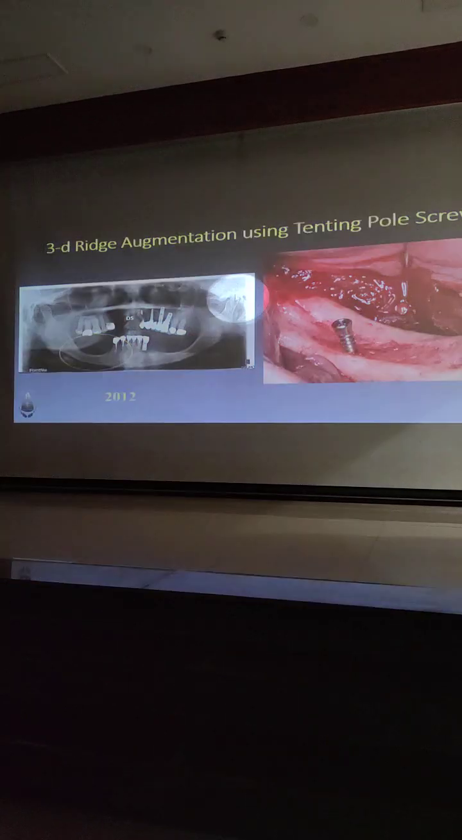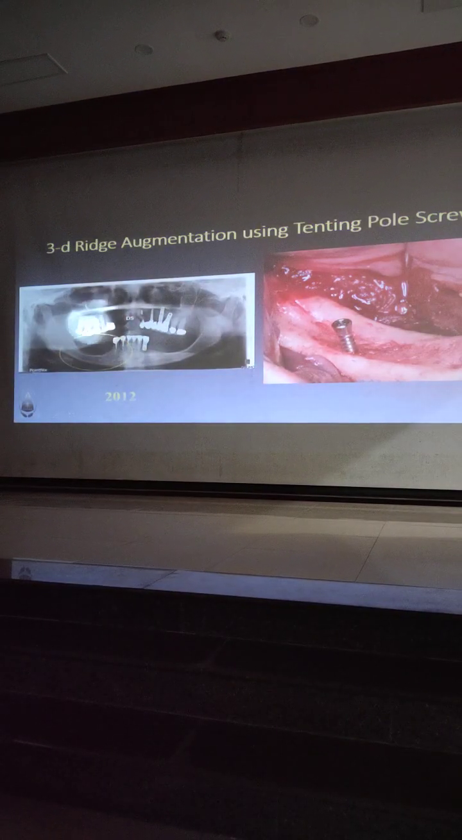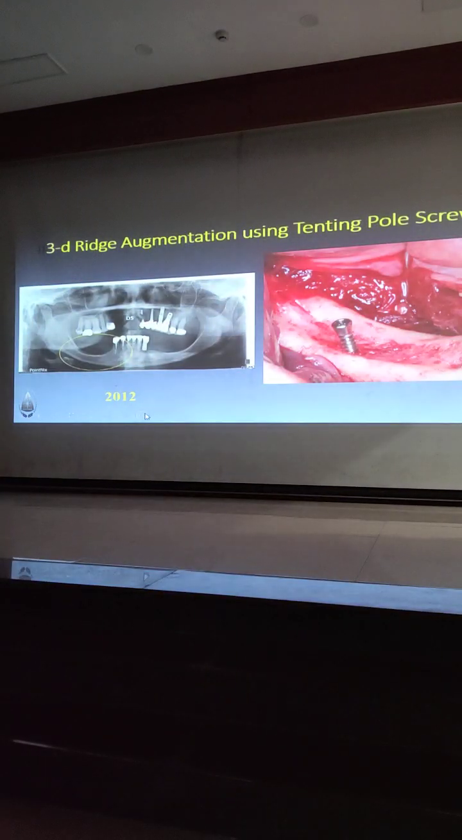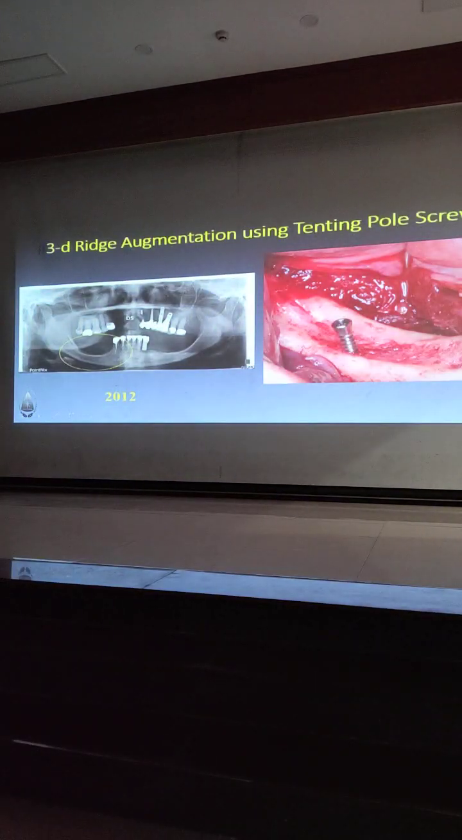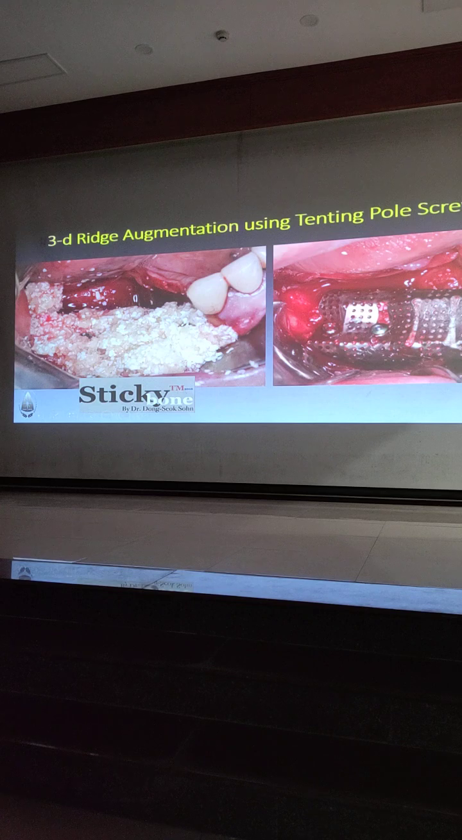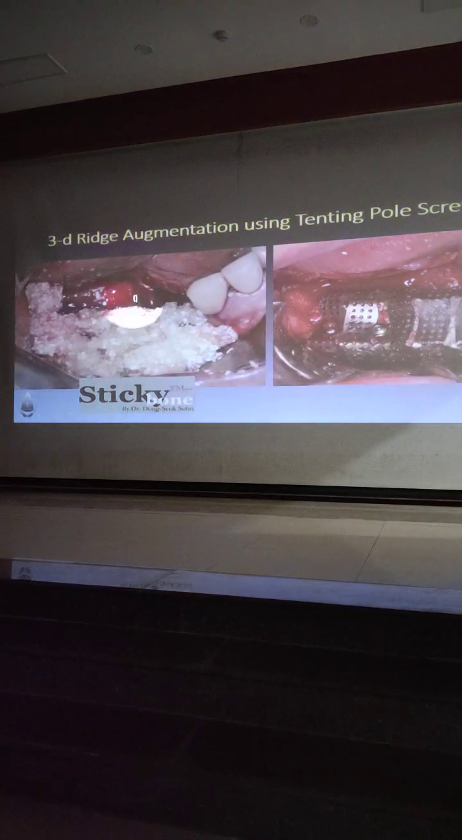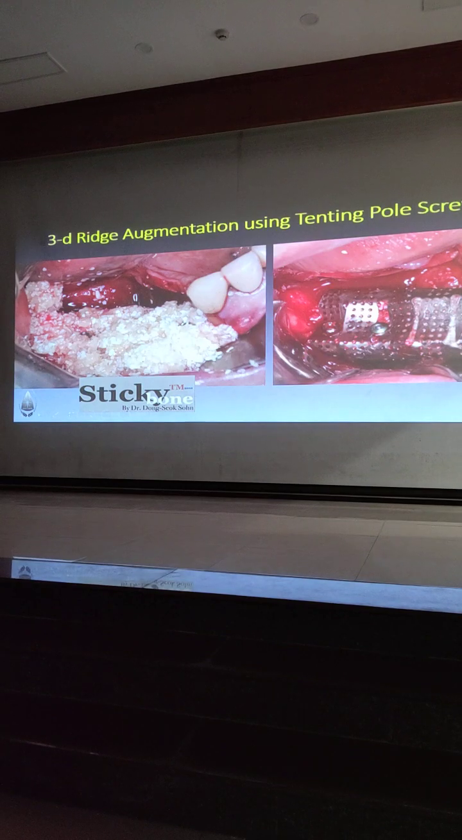This patient was referred to me for treatment of the posterior mandible. At that time, I used 22 screws to get some space to fill, and sticky bone was placed. This is an old concept, and now I don't use this technique anymore. And the titanium mesh was closed.